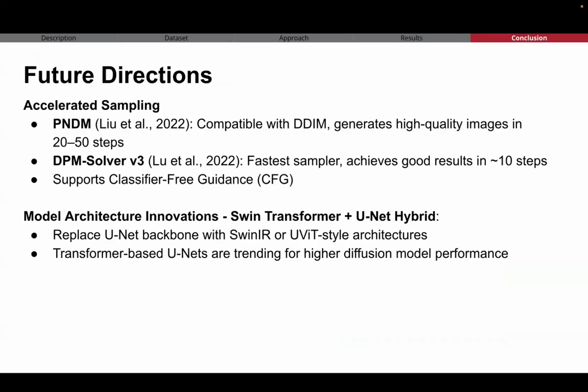Looking ahead, we plan to implement two main future directions. First, in accelerated sampling, methods like PNDM can significantly reduce sampling steps while maintaining high image quality. Second, considering model architecture innovations, hybrid models combining Swin transformer and UNet are becoming popular and could offer better performance than traditional UNet.